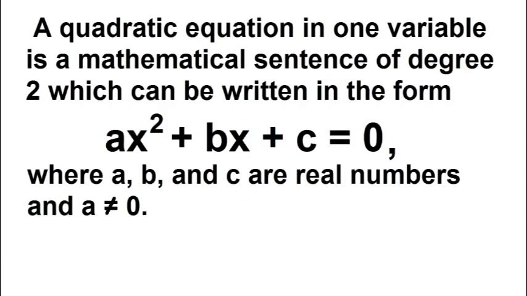A quadratic equation in one variable is a mathematical sentence of degree 2, which can be written in the form ax squared plus bx plus c equals 0, where a, b, and c are real numbers and a is not equal to 0. In solving a quadratic equation in one variable, it is important to know the quadratic equation in standard form, the zero product property, and the properties of equality.